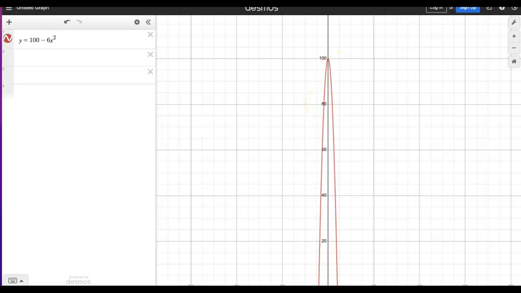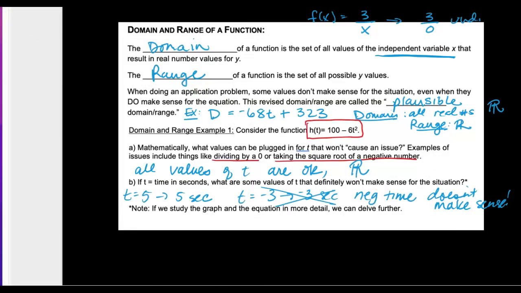So if we go back to our notes, we can write here: this right here, all real numbers, this is our domain. And then for our range, we can write it in words, and I'm also going to show you how to write it in set builder notation. So in words, we can say all numbers that are less than or equal to 100.